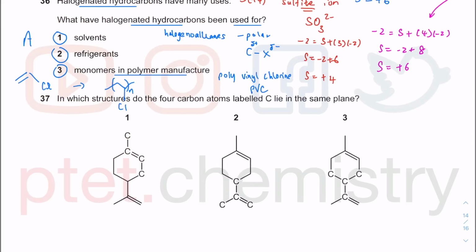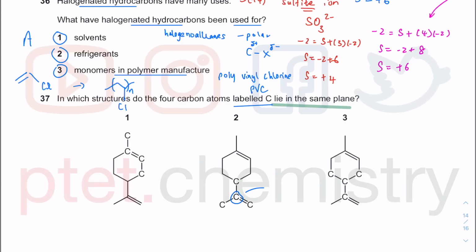The next thing is, in which structures do the 4 carbon atoms lie in the same plane? You're just looking at the carbon atoms, label C. Which ones lie in the same plane? So we look at the central carbon. Always look at the central carbon.